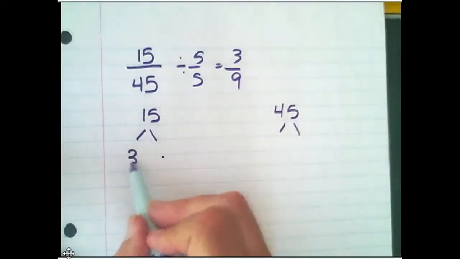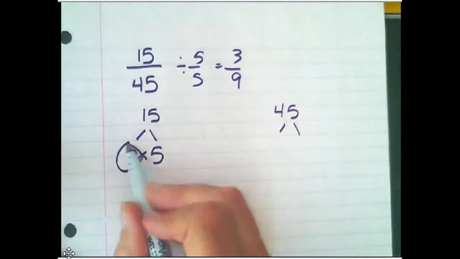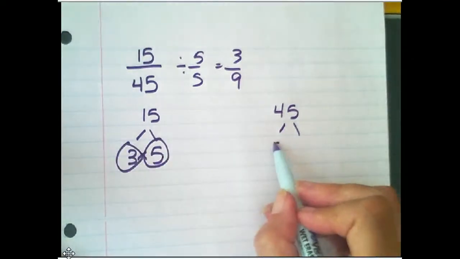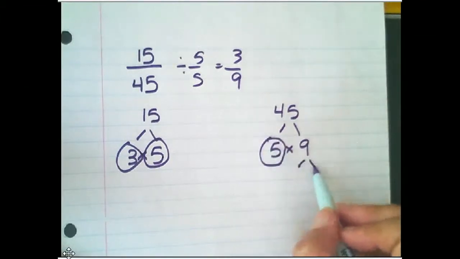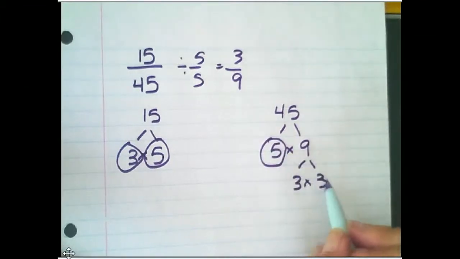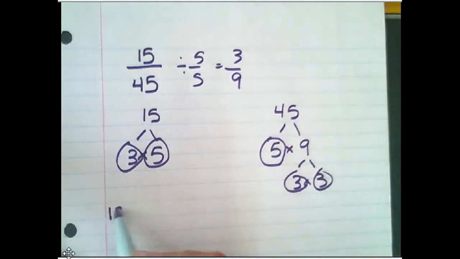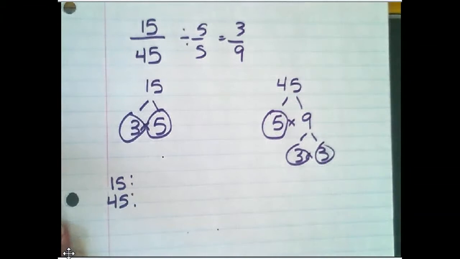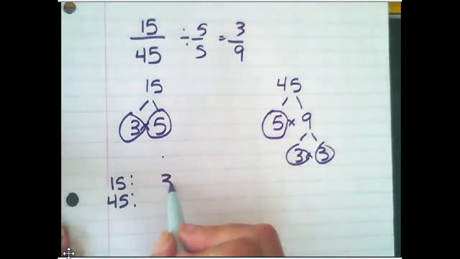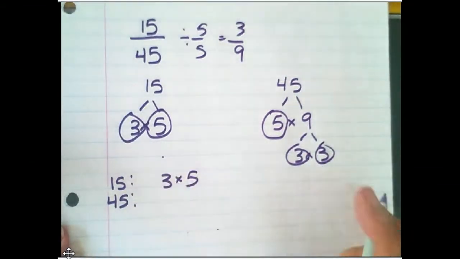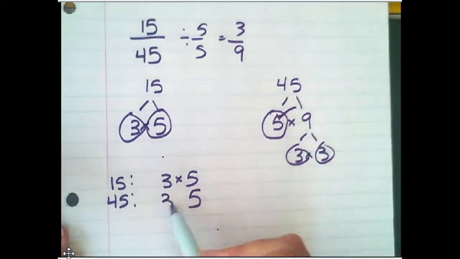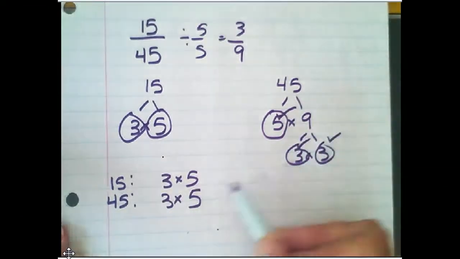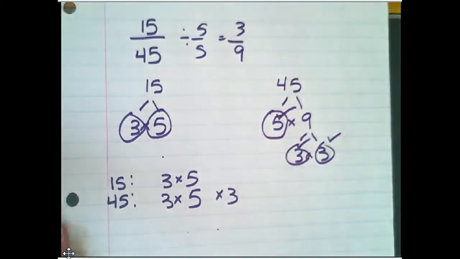We know 15 is 3 times 5, and both of those are prime numbers. And 45, you might say, well, that's 5 times 9. 5 is prime, 9 is not. 9 is 3 times 3. So if I was writing down the prime factors for 15 and 45, for 15 I would write 3 times 5. For 45, I have 5, 3, and I have another 3. I'm just going to put that over here.